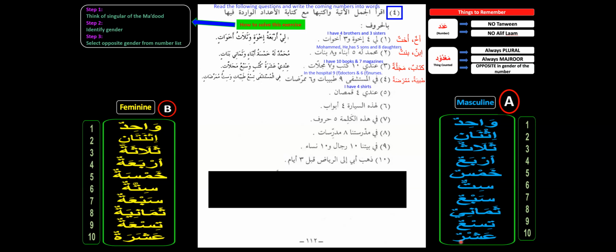I have 4 shirts. What are you going to do? Qamisun is the singular, and qamisun is muzakkar. It's masculine. So your number should be feminine. Indi arba'atu qumsanin. Are you all following, sisters? I hope it is very, very easy. Lihadi sayarati 4 doors. For this car, 4 doors. Which 4 will come? Arba'u or arba'atu?